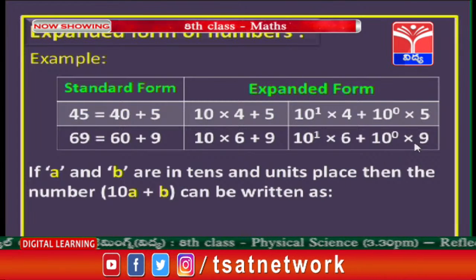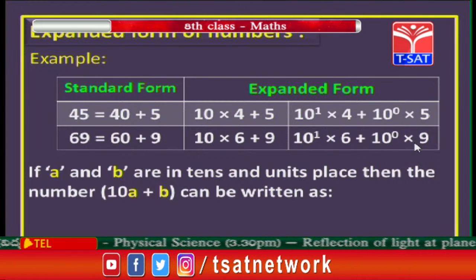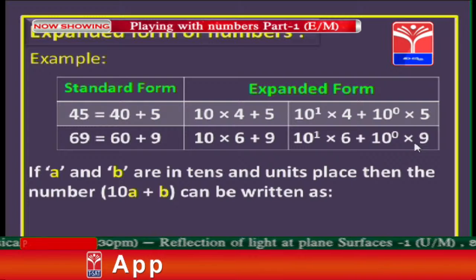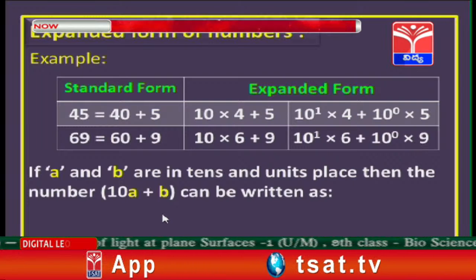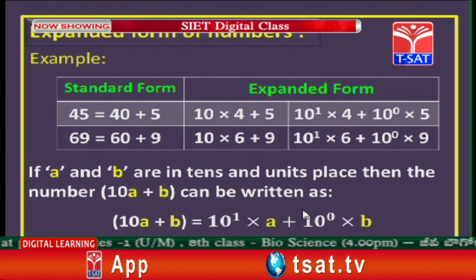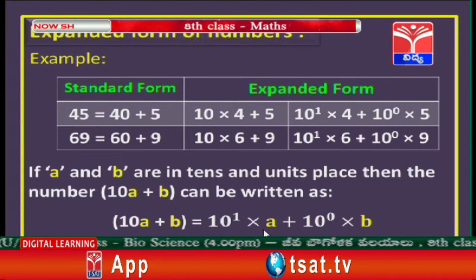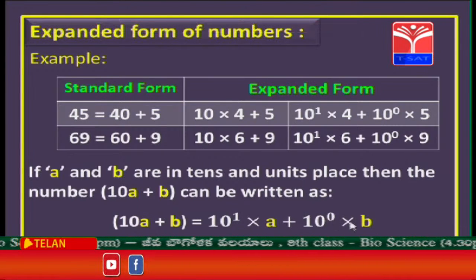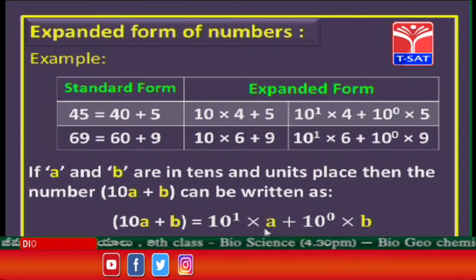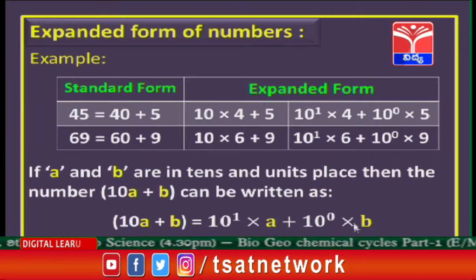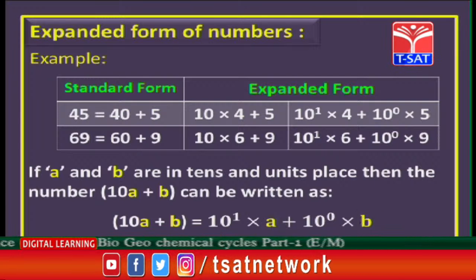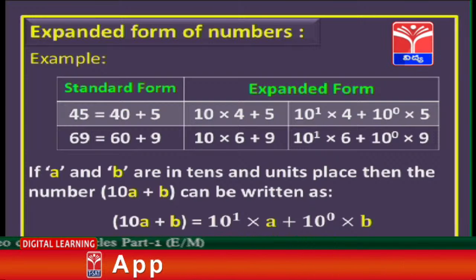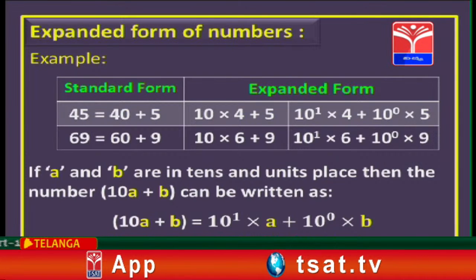Suppose A and B are in the tens and units place, then the number 10A plus B can be written as, how do we write, children? So, 10 to the power of 1 into A plus 10 to the power of 0 into B, where A is in the tens place and B is in the ones or units place, children. So, now, children, you know how to write the given number in expanded form.